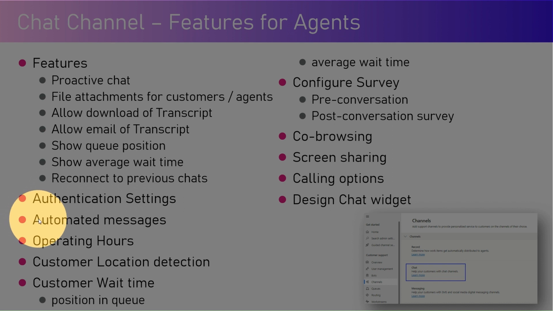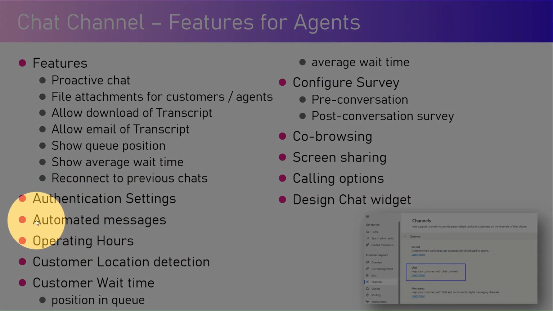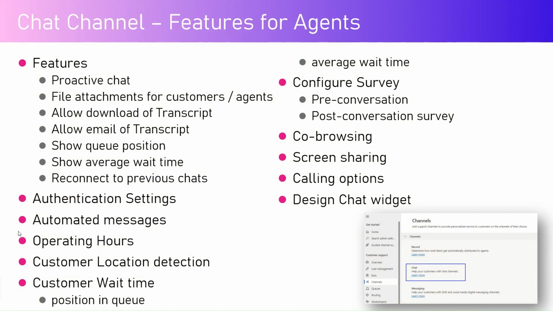There are automated messages which are present by default within the Omnichannel application. You can add your own automated messages as well. One example would be proactive chat, or when an agent is assigned. So those kinds of things can be configured by an agent.